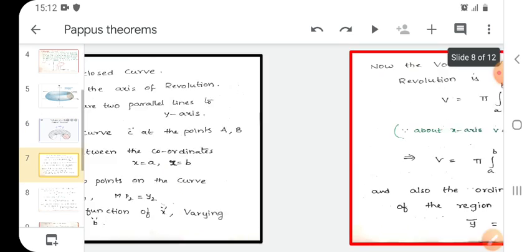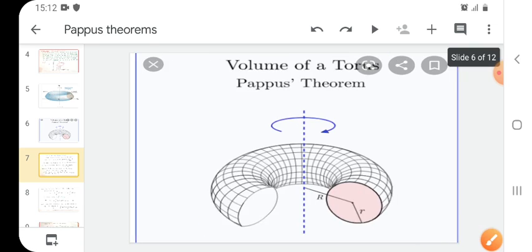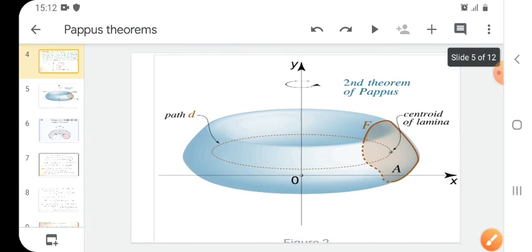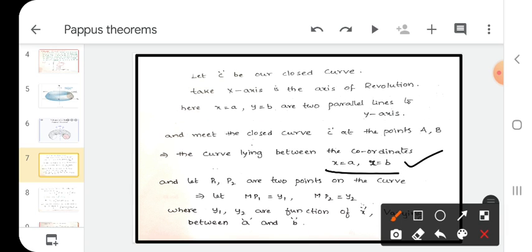See next. A and B are points on C. The curve lies between the coordinates x equals a and x equals b. Our curve is between these two lines only. We draw two tangent lines of this curve, x equals a and x equals b. The curve lies between these two lines only, so we take limits from a to b.